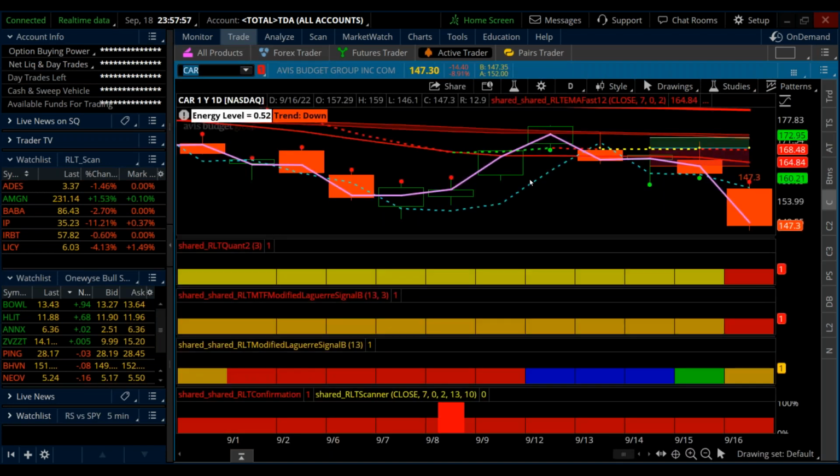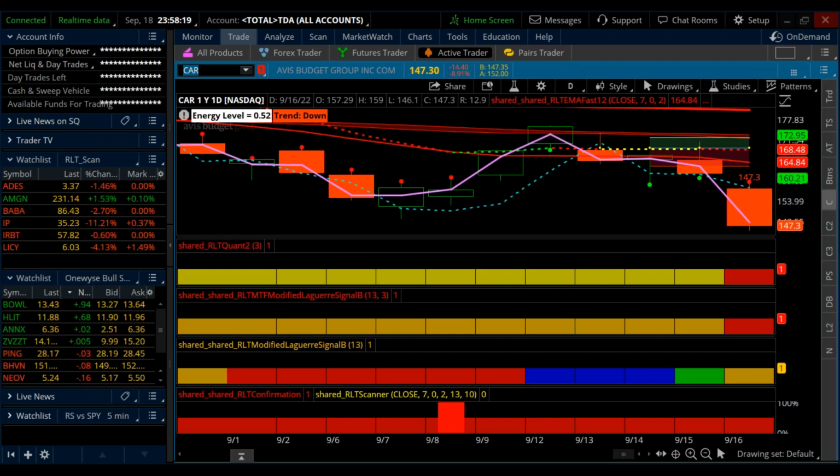Here's AVIS, another beautiful drop, a pop out of the box here, a drop out of dynamic compression with a nice big red candle on Friday. Drop below that little tail on that candlestick right there. You're set up across the board with yellow or red. Easy to trade it short.